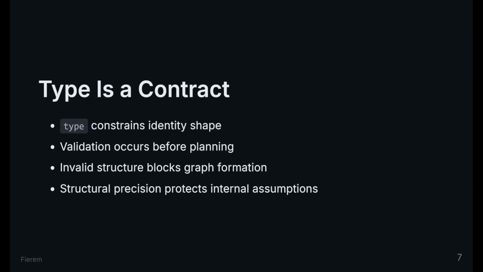The type argument is not decoration. It is a constraint on identity shape. Terraform evaluates type before planning resources. If the shape is wrong, the graph never forms. Cause precedes execution. A precise type prevents invalid identity from entering the graph. This is structural hygiene.